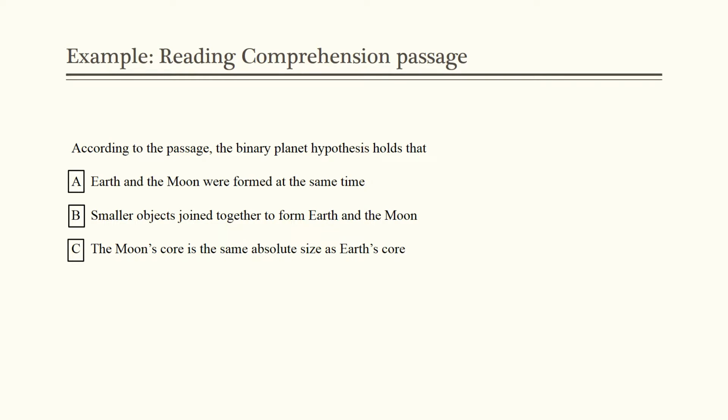Choice C is the Moon's core is the same absolute size as Earth's core. Now the passage does not mention anything about the absolute size of Earth and Moon's cores. It only compares sizes relative to the volumes of the two objects. So choice C is incorrect. Therefore, the correct answer to this question is choice A and B.